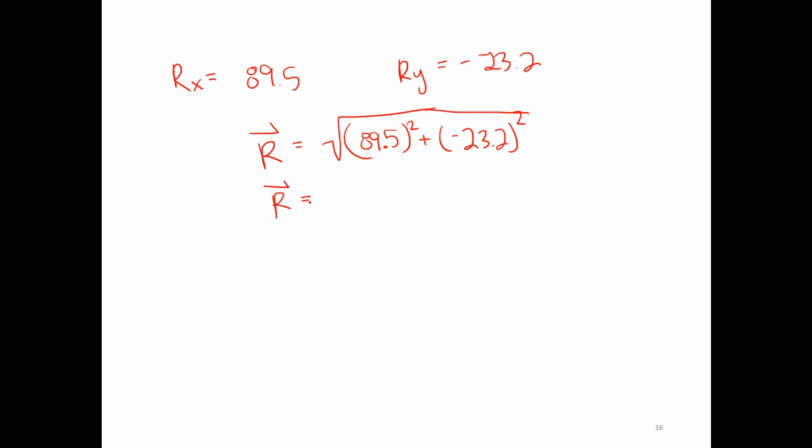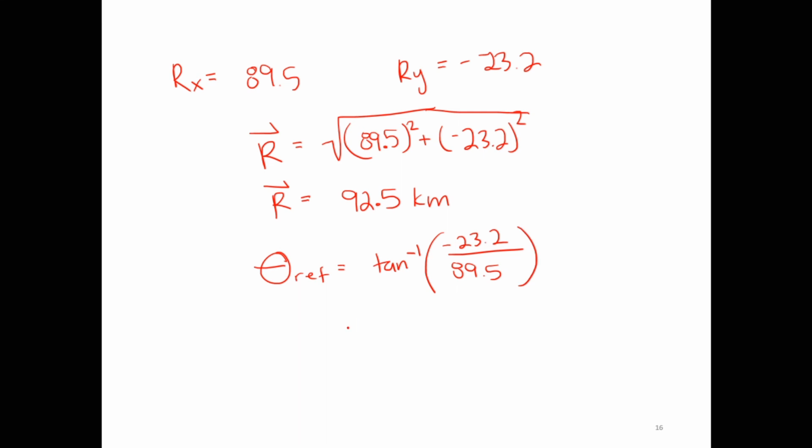I'm going to keep it as a decimal because these are actual distances, and you should get 92.5 kilometers. Our reference angle is going to be the arctan of RY over RX. Make sure the Y goes on top. This time it looks like I kept the sign, and it gave me negative 14.5 degrees, whatever, 14.5 degrees, same deal. So that's our reference angle, but that's not the angle we're at.